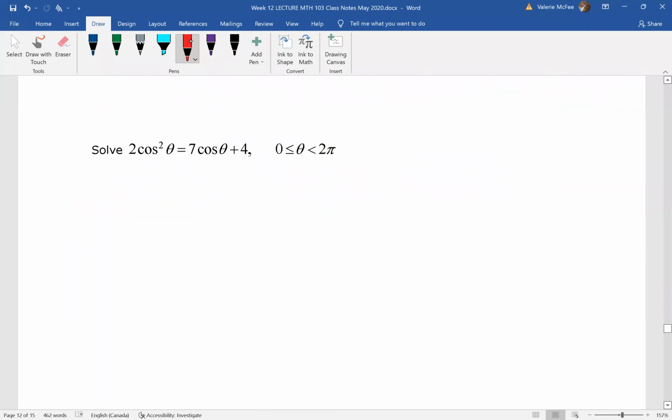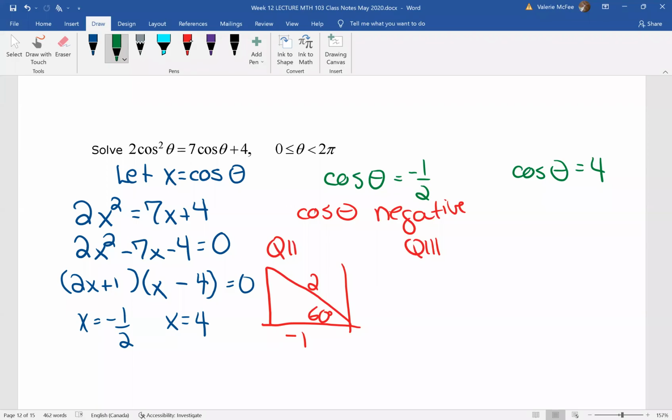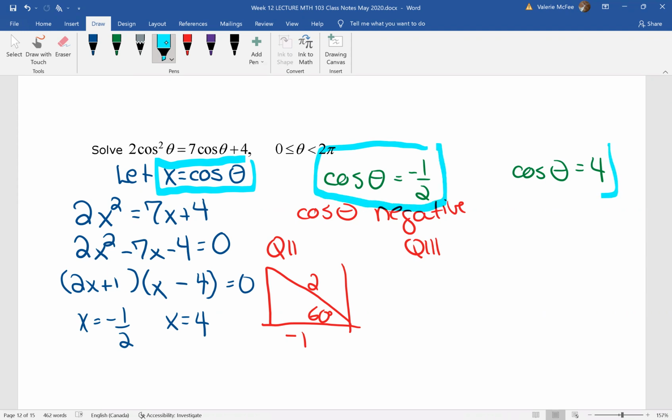One more equation for you to solve. So you substituted and let x equal cosine theta. When you factored, you found two values for x, and then you substituted back. So we have two equations to solve: cosine theta equals -1/2, and cosine theta equals 4.